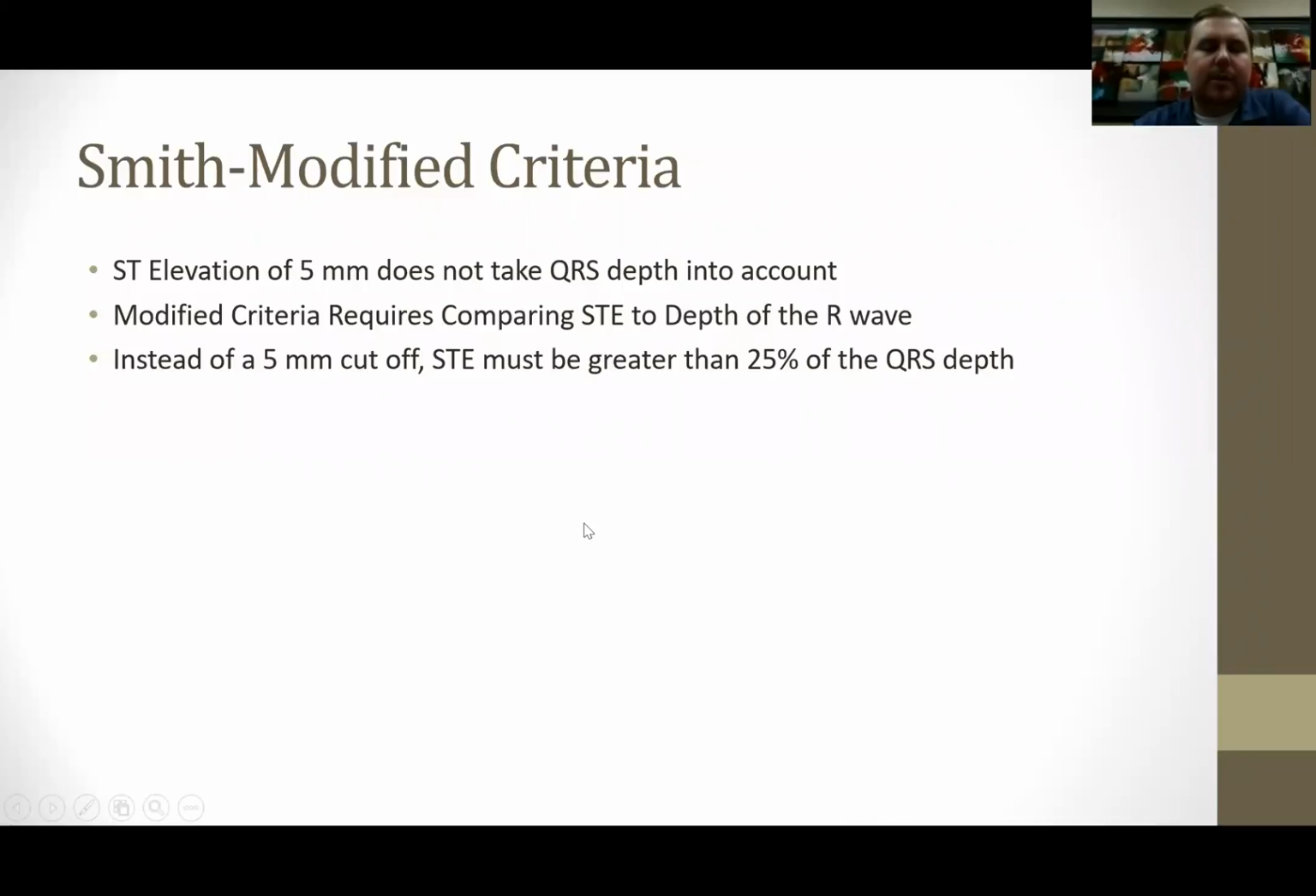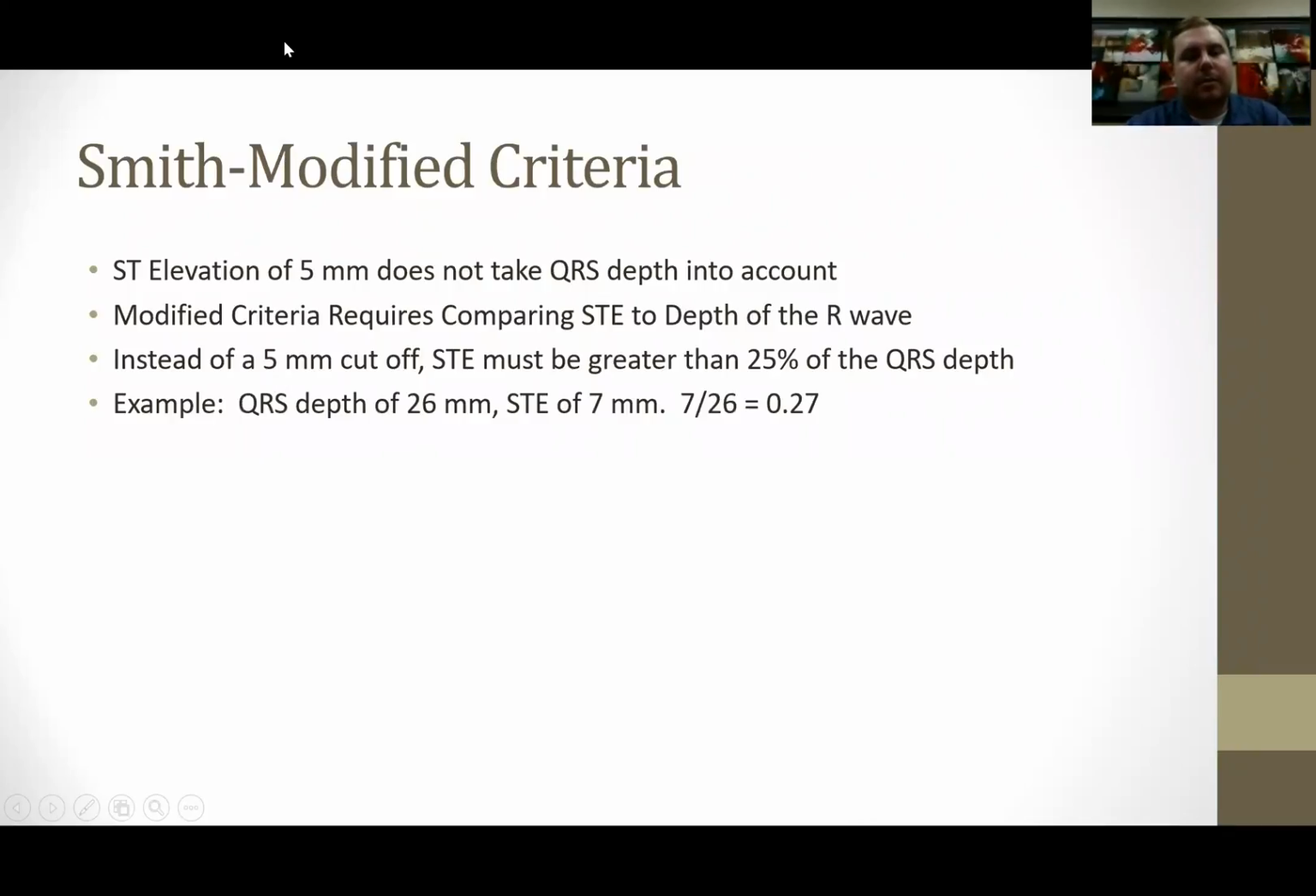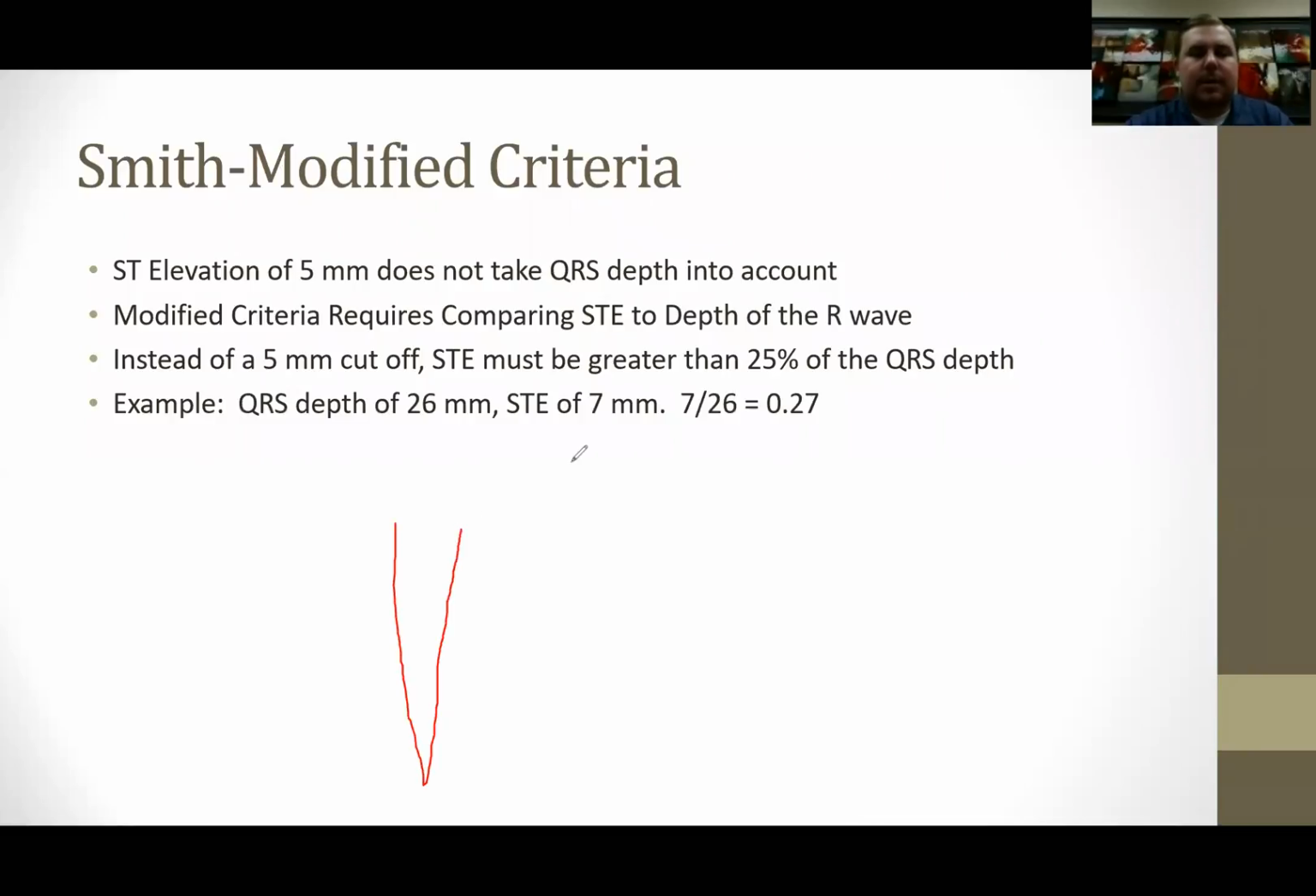So kind of like what we did with the hyperacute T waves, we're going to measure how big the elevation is, and then divide it into the size of the QRS depth. How that would look is, if I have a QRS depth of 26 millimeters and an ST elevation of, let's say, 7, I would measure this and it'd be 7. This would be 26. 7 divided by 26 equals 0.27, which is greater than the 25% cutoff, and that would be a reason to go to cath lab.